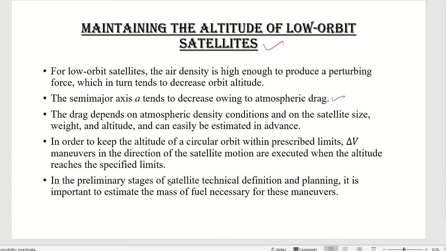The drag depends on atmospheric density conditions and on the satellite size, weight, and altitude, and can easily be estimated in advance. Based on the size, what will be the pressure, what is the weight of the satellite, we can calculate the orbital decay in advance. So we can keep some propellant in the satellite so that it can fire in order to raise the altitude to the previous height.